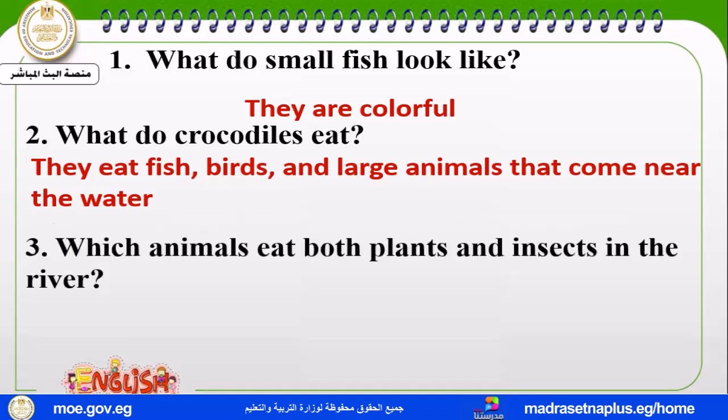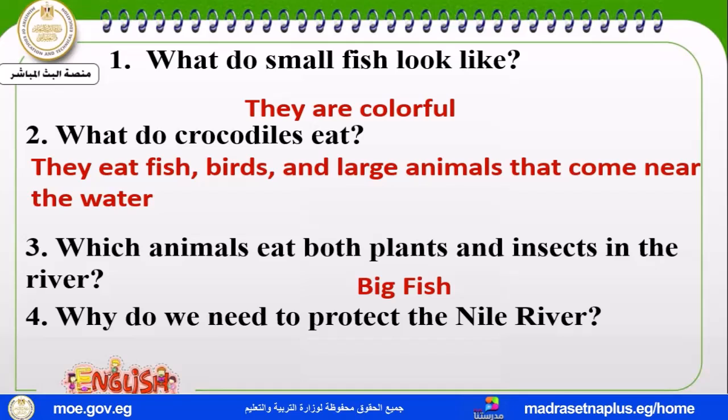Question number 3 was, which animals eat both plants and insects in the river? And the answer was big fish. Plants and insects are eaten by big fish. The last question, why do we need to protect the Nile River? We need to protect the Nile River because it is the source of life. Without it, we would not be able to live in Egypt.